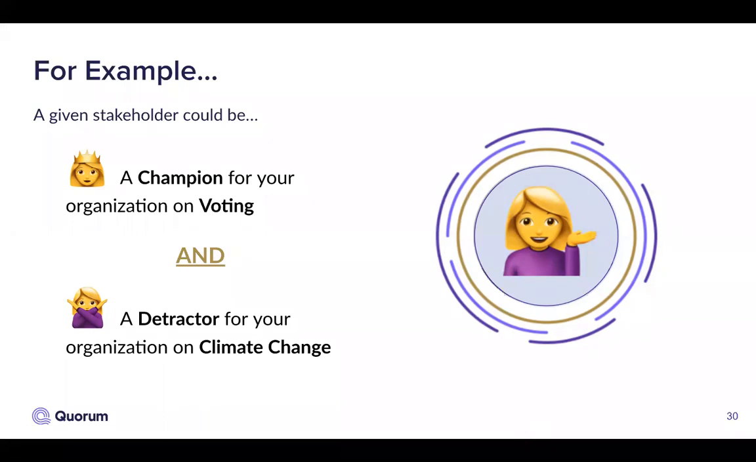The best part, I think, is that you can personalize your alignment tracking to each issue. So someone might be a supporter of your organization's stance toward voting rights, but a detractor on your position on climate change. So with a tool like Quorum's stakeholder alignment features, you can really easily make that distinction so that you can develop a more nuanced strategy there.